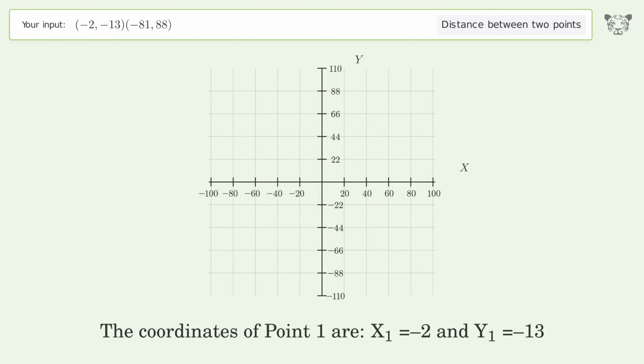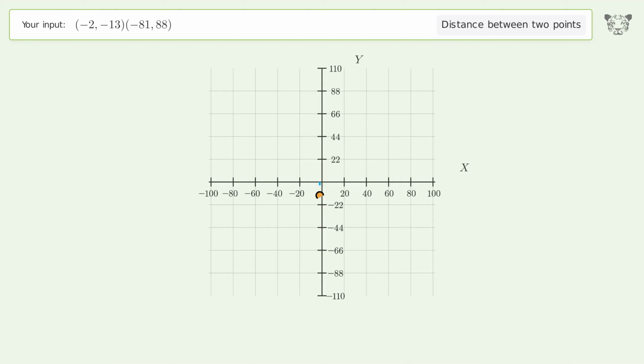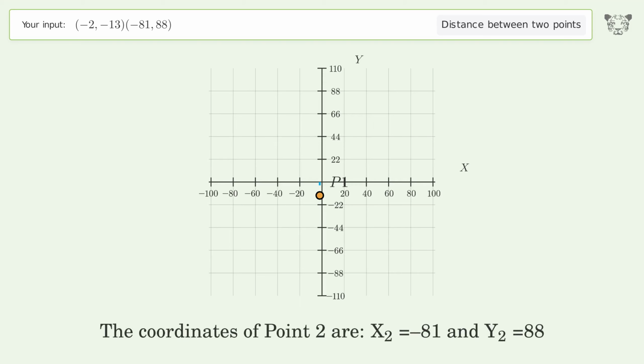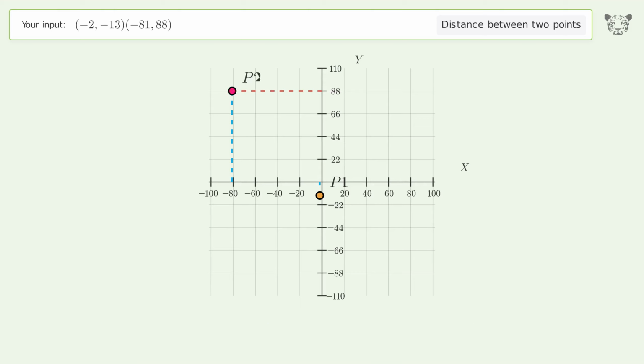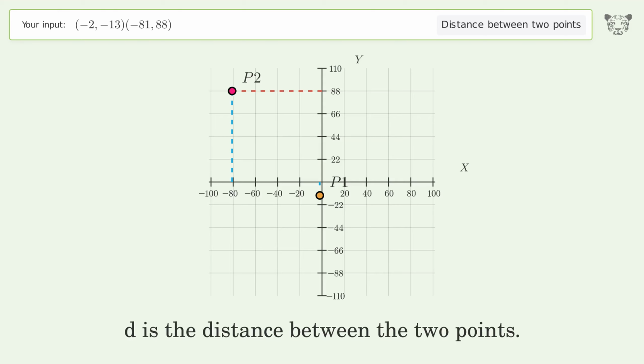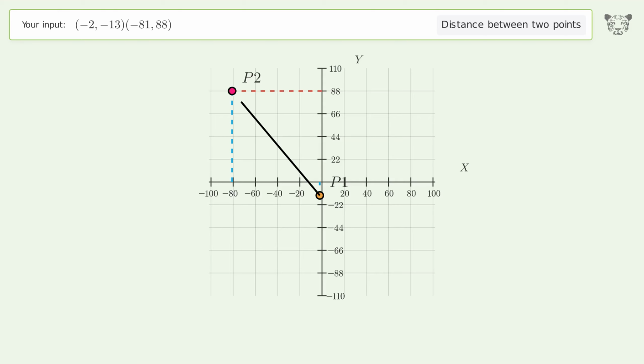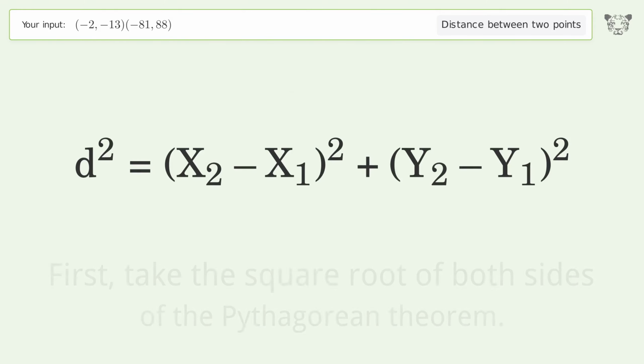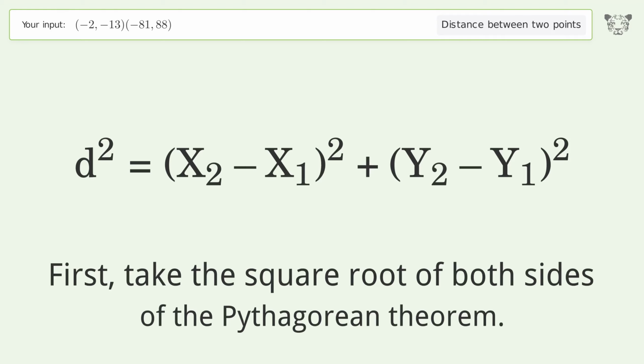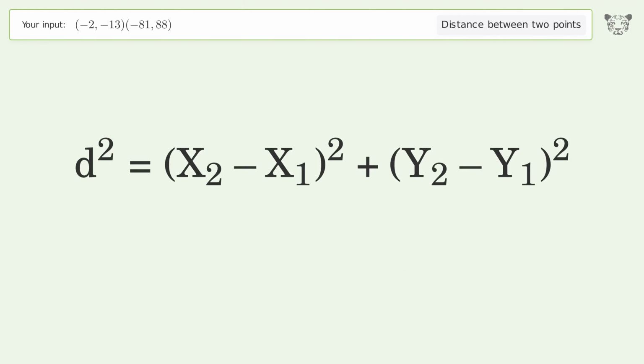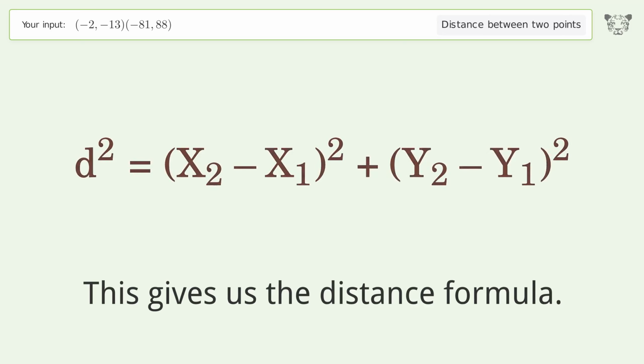The coordinates of point 1 are x1 equals -2 and y1 equals -13. The coordinates of point 2 are x2 equals -81 and y2 equals 88. D is the distance between the 2 points. First, take the square root of both sides of the Pythagorean theorem. This gives us the distance formula.